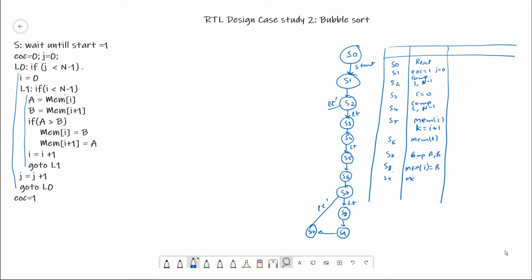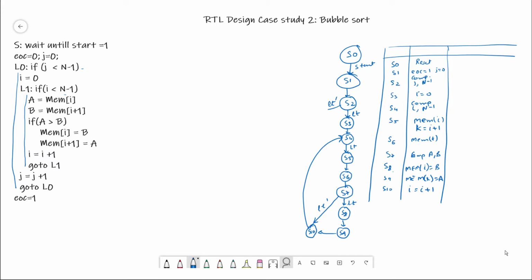S9 is mem k equal to A, and S10, irrespective of that, we are always going to increment I equal to I plus 1. Okay. So and then we have this state. So basically after S10, from S10 we will move back to L1. L1 means where we were comparing I less than n minus 1. So basically where we were comparing I, so that means it is S4. So from S10 we are going to go to S4.